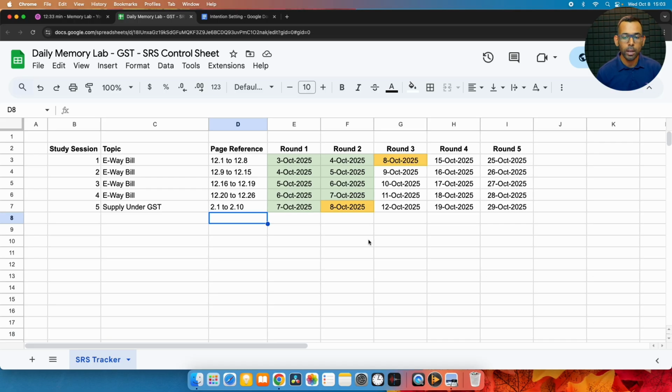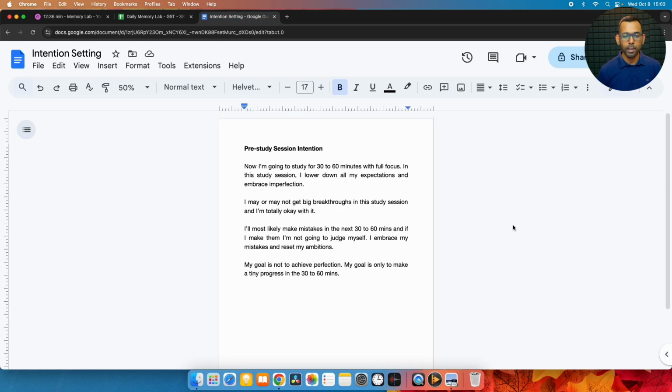But before we get into the actual studies, first let us set the intention. Now I am going to study for 30 to 60 minutes with full focus. In this study session, I lower down all my expectations and embrace imperfection. I may or may not get big breakthroughs in this study session, and I'm totally okay with it. I will most likely make mistakes in the next 30 to 60 minutes, and if I make them, I am not going to judge myself. I embrace my mistakes and reset my ambitions. My goal is not to achieve perfection. My goal is only to make tiny progress in the next 30 to 60 minutes.